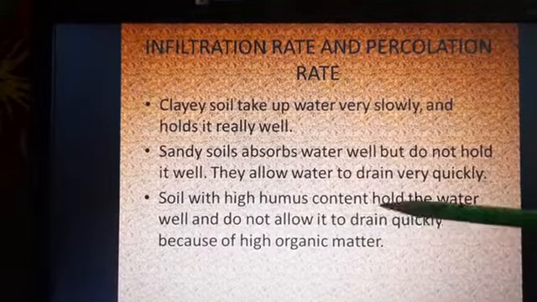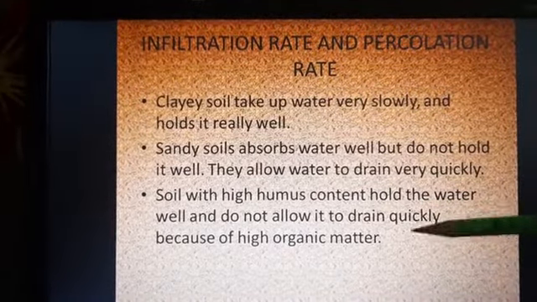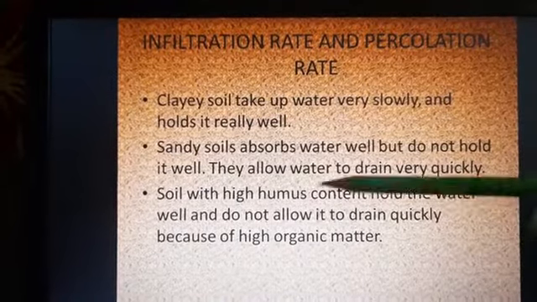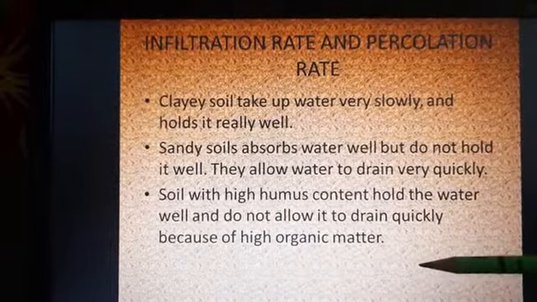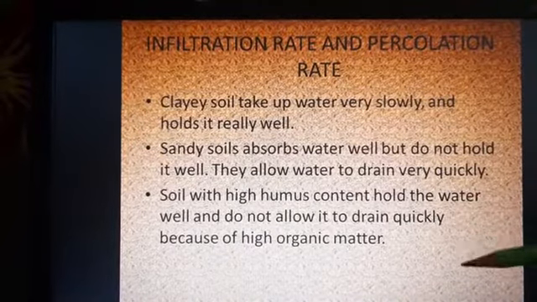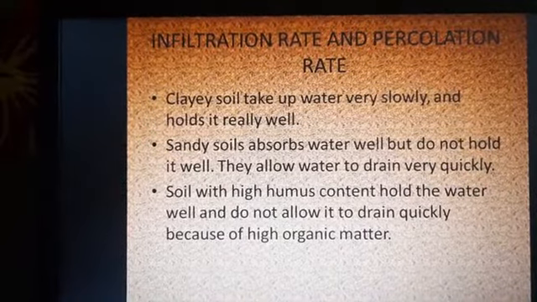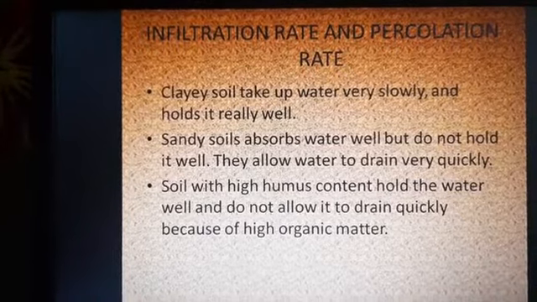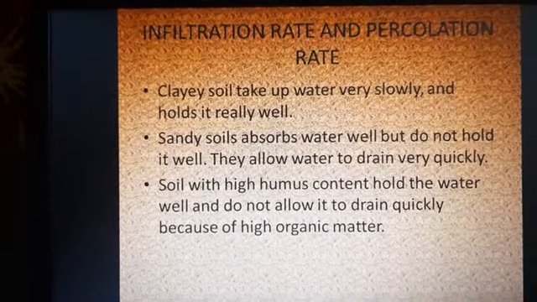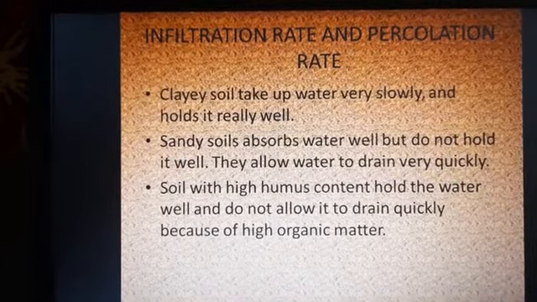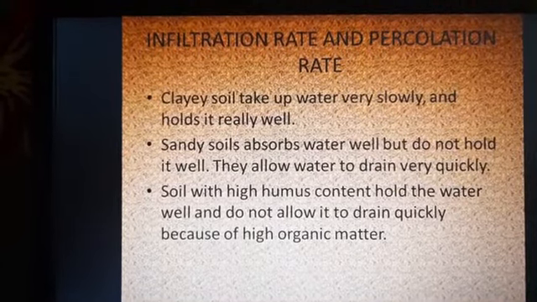Whereas soil with high humus content, which means high organic content, does not allow the water to drain very quickly because of its high organic matter. That means its infiltration rate may be slow but percolation rate will be very high. So with this we have achieved our next two learning outcomes, that means define infiltration rate and percolation rate, and you can easily differentiate between these two on the basis of their properties.